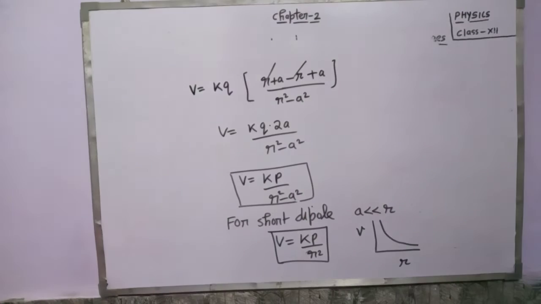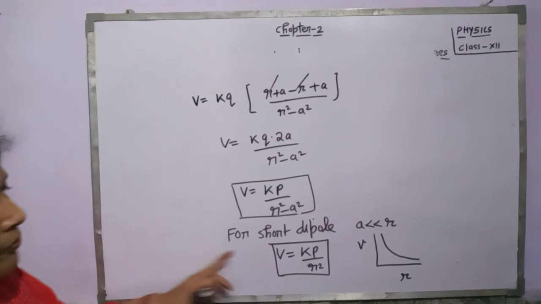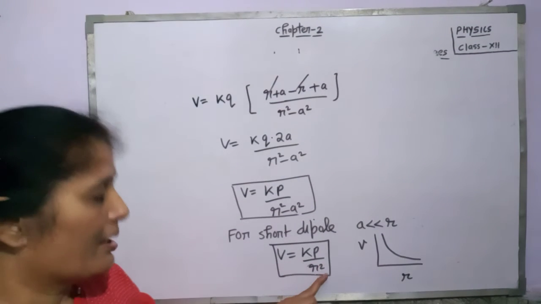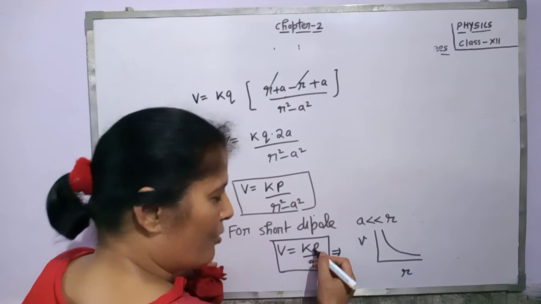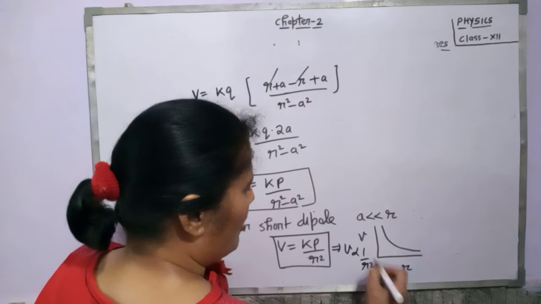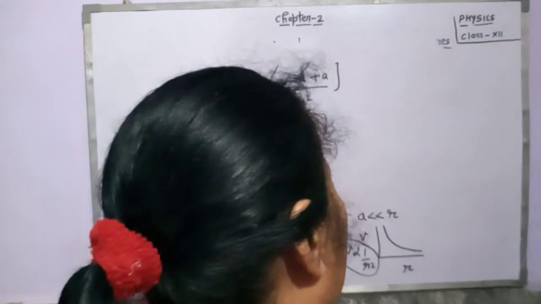Now the second application is for the short dipole. You know V is equal to Kp upon R square. K and P are constant because Q is constant and A is constant, so V is inversely proportional to R square. This is for only a short electric dipole.